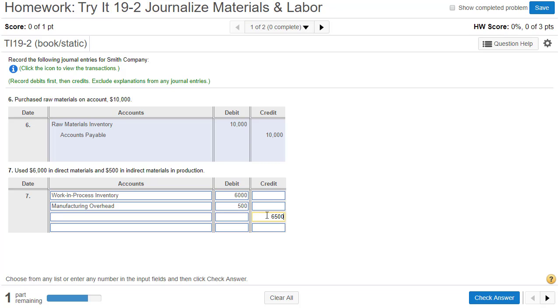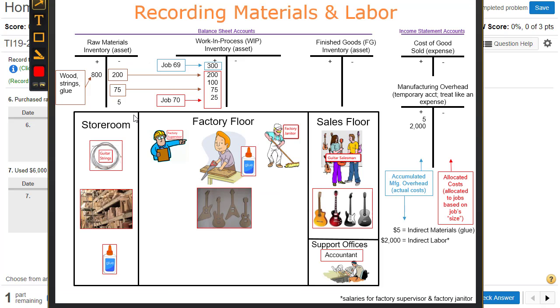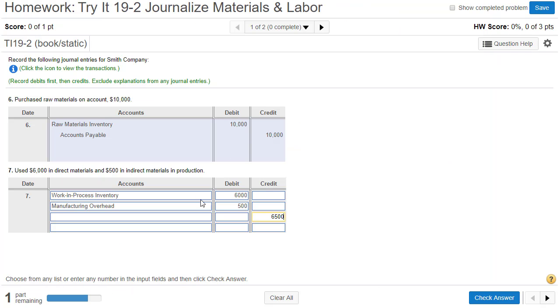So the $6,500 credit is just the materials leaving the raw materials account and going to work in process and manufacturing overhead. So we need to lower the raw materials account by $6,500.